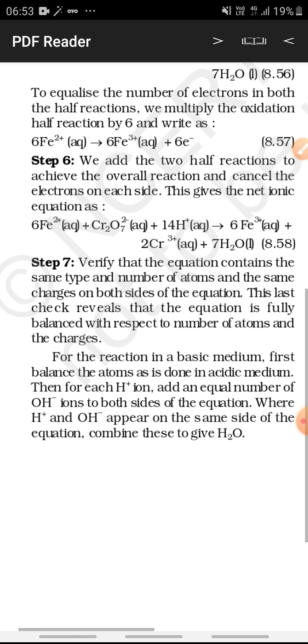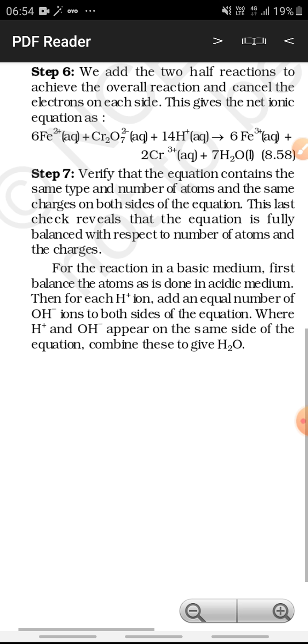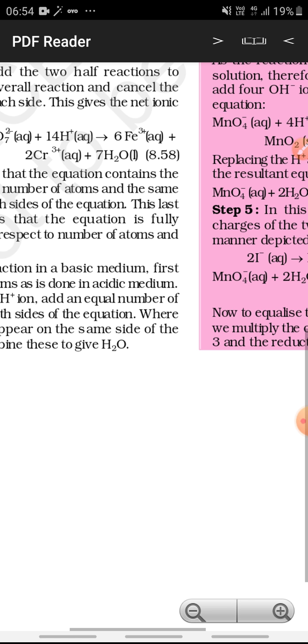For basic medium, what we do is first we balance the atoms as it is done in the acidic medium, and then for each H positive ion we add an equal number of OH negative ions on both sides of the equation, where H positive and OH negative appear on the same side of the equation, and then we combine these to give the water molecule. This is how we balance the chemical equation.